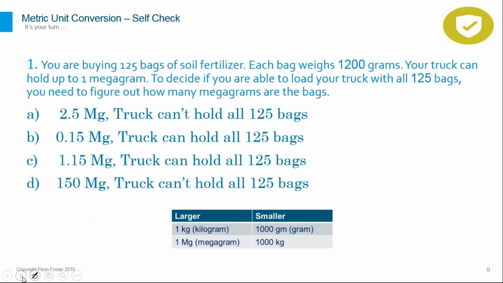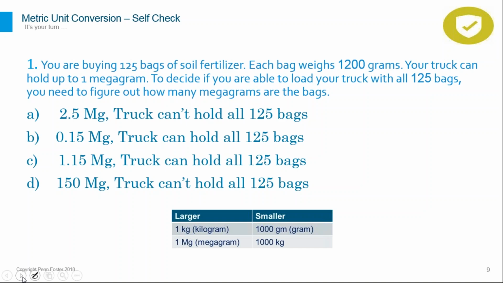Okay, a self-check question. Again, it's not graded. This is only for you to try. And after we read the question, I'm going to change my screen to give you an option to choose the correct answer. You are buying 125 bags of soil fertilizer. Each bag weighs 1,200 grams. Your truck can hold up to 1 megagram.